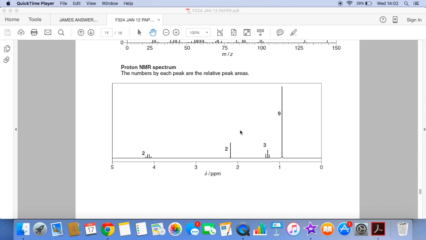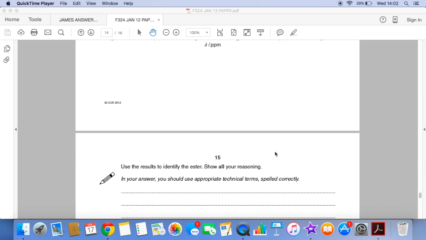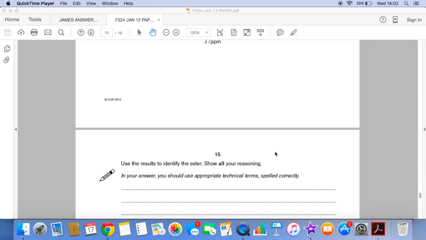And just look at the information given. Obviously you've got the shift value here, and you've got the peak area, and look at the splitting patterns. So you've got to come up with an identity for the ester and obviously show your reasoning, and we need to use the appropriate technical terms spelt correctly.